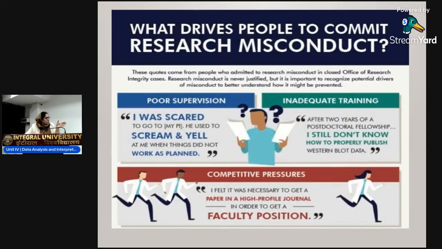So you don't have to be scared. Poor supervision, inadequate training. After 2 years of a postdoctoral fellowship, I still don't know how to properly publish Western blot data. It's just an example. So poor training. Even after 2 years, the person has no clue about how the data has to be presented, right? So why does he or she have no clue? Because both supervisor and the student did not get time to reflect on the data.